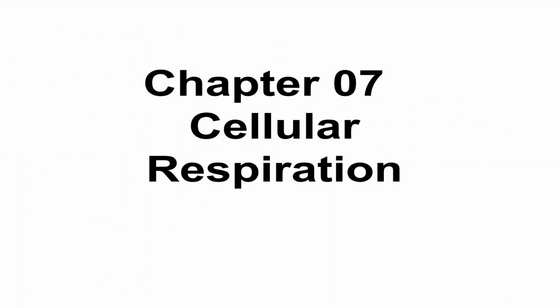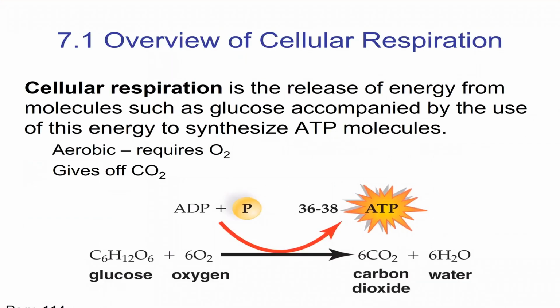I'm going to break up Chapter 7 into two different sections, Part 1 and Part 2. So this is Chapter 7, Part 1, and Chapter 7 is all about cellular respiration. So what is cellular respiration? It is the release of energy from molecules such as glucose, and you are ultimately creating ATP.